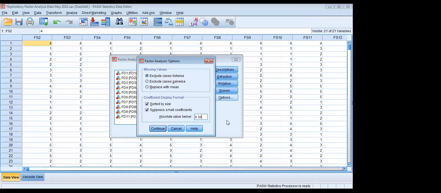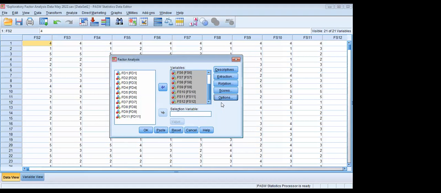So research permits this common relationship up to 30%, right? But the lesser the percentage, the better. Lesser the percentage is good. Okay, so continue. I will show you in your output.